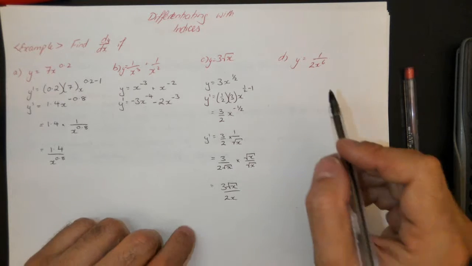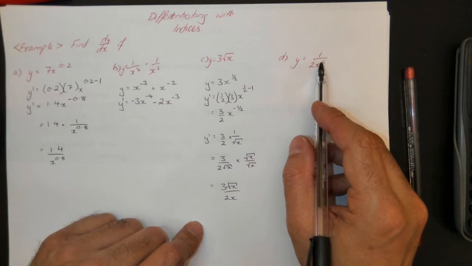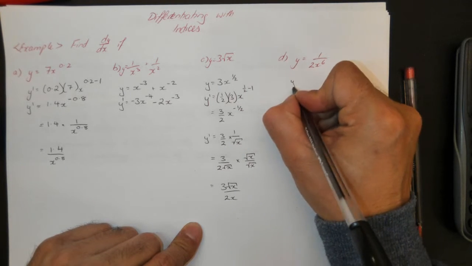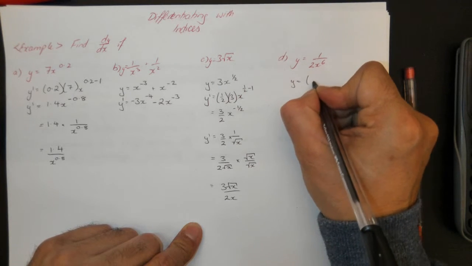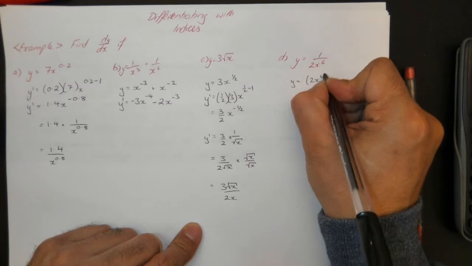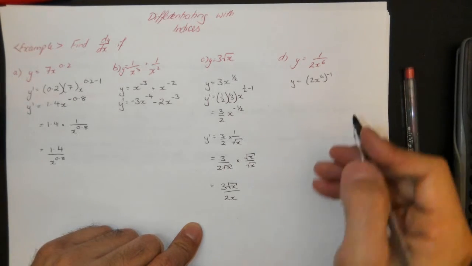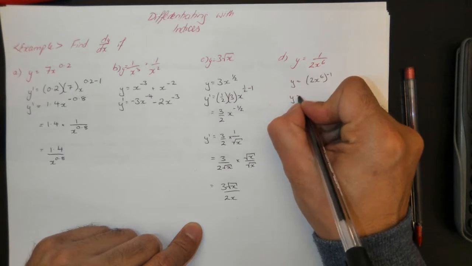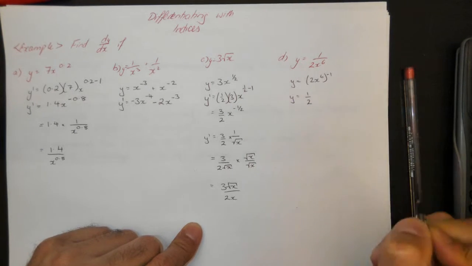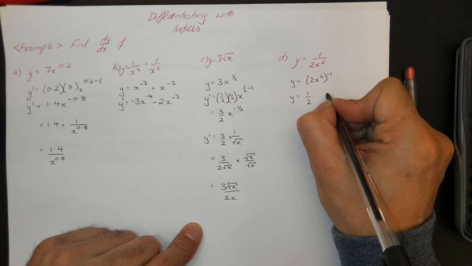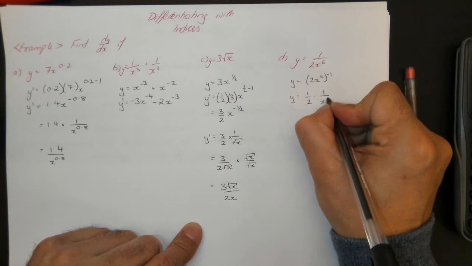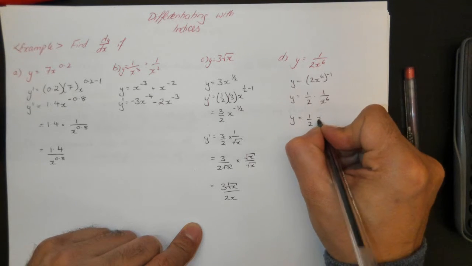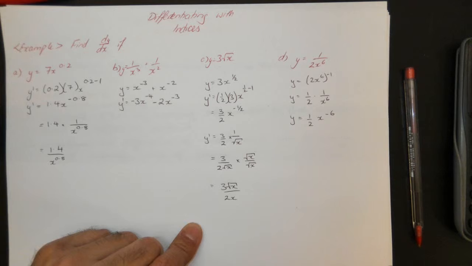Okay. If I have y equals 1 over 2x to the power of 6, I can write that as 2x to the power of 6, all to the power of negative 1, and multiply that out. Alternatively, you can write it as a half times 1 over x to the power of 6, which is the same as writing it as a half x to the power of negative 6.